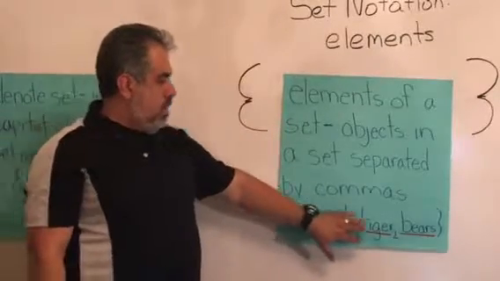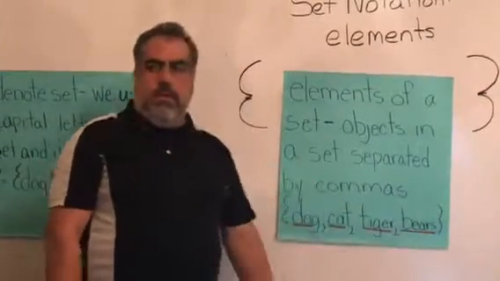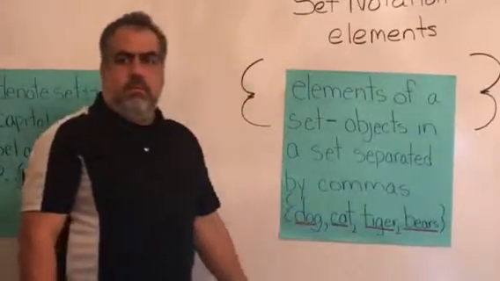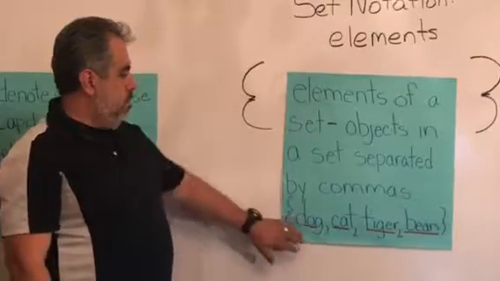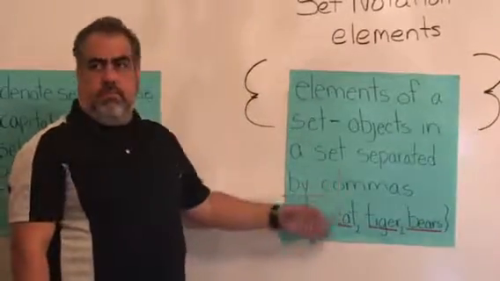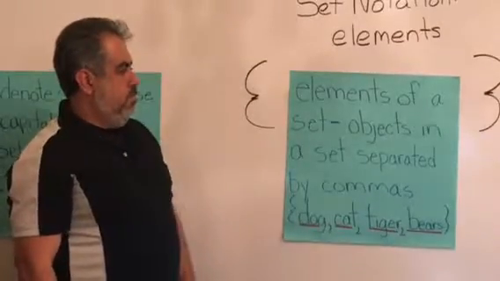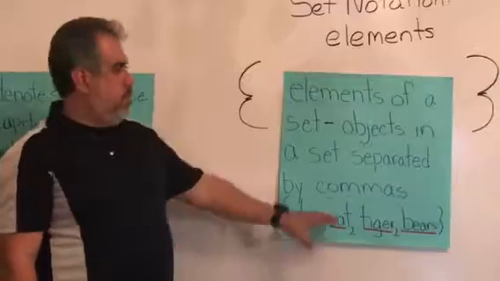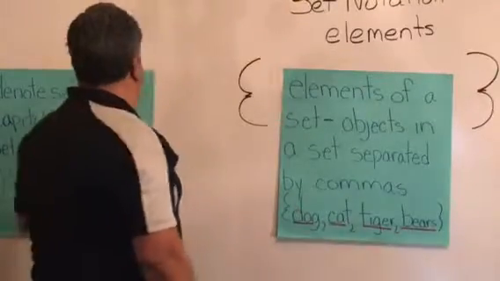We have dog, cat, tiger, and bear. And we're going to separate them by commas. It's just kind of separating them. So remember, within the set, within the braces, you're going to separate each one by a comma. It doesn't matter how many you have, they're always going to be separated by a comma. So make sure we get that written down, please.